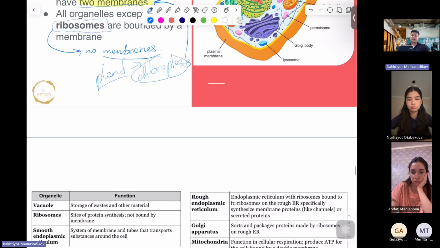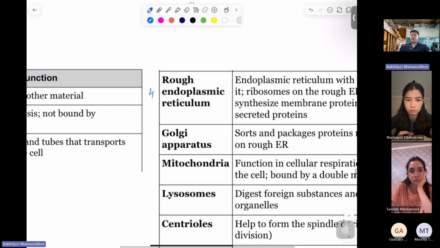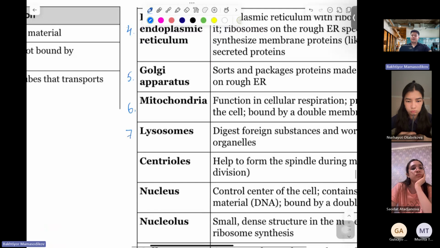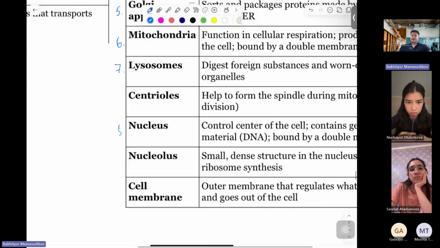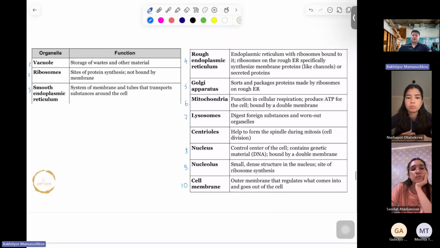No membranes in ribosomes. So we have a table. We have the table of the organoids. We are going to learn first, second, third, fourth, fifth, sixth, seventh, eighth, ninth, and tenth. Okay, we should learn them by heart. Everyone should learn them by heart.